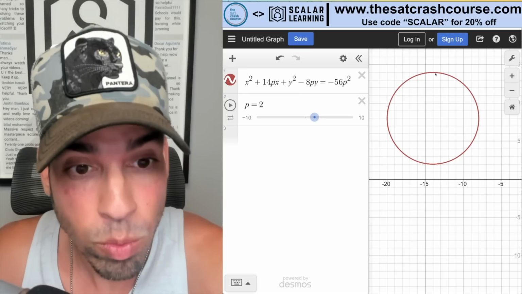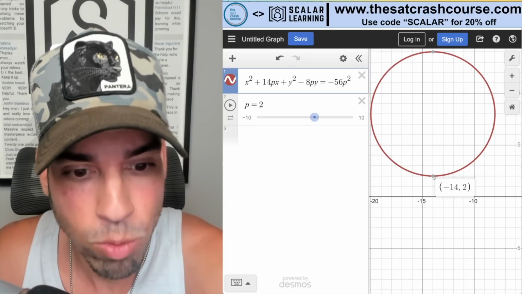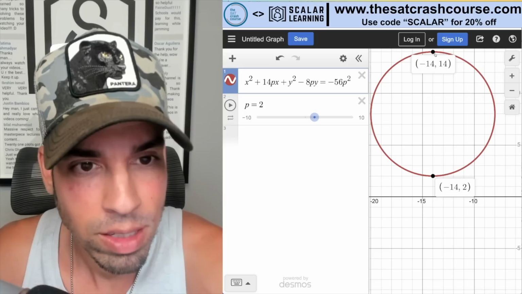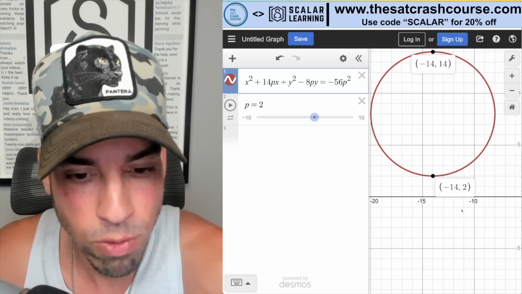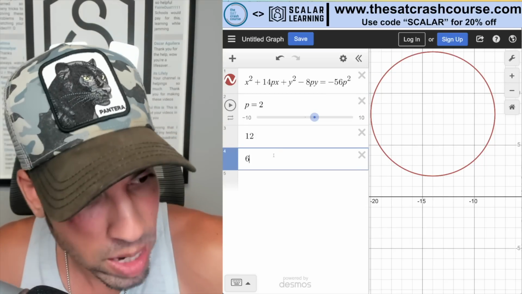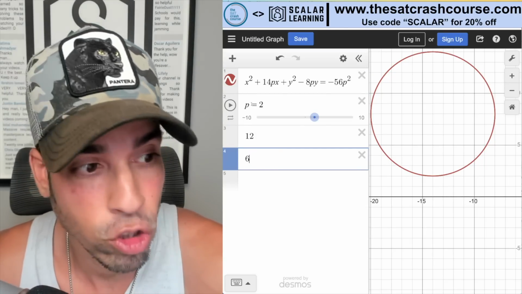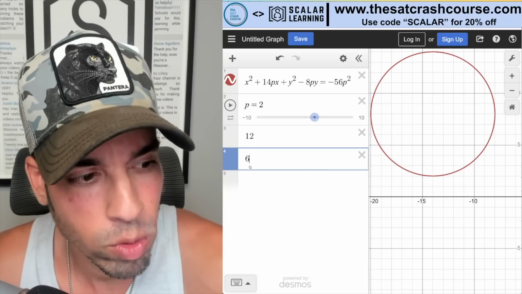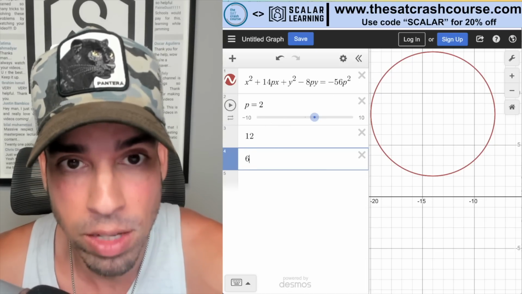So now here we have our circle, right? And again, looking at the top coordinate and the bottom coordinate, which DESMOS gives you, we can see that the diameter, meaning the distance from the top to the bottom going through the center, is 14 minus 2, which is 12. So if my diameter is 12, that means my radius is 6. And now notice, since I set p equal to 2, what times 2 is going to give me 6? That's going to be that n value. And again, we come back to that same answer of 3.